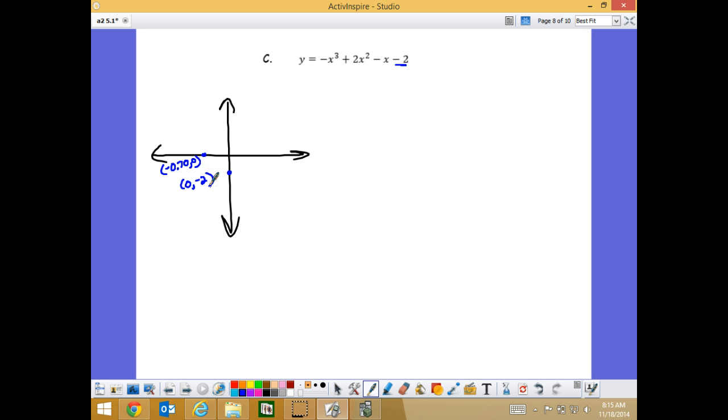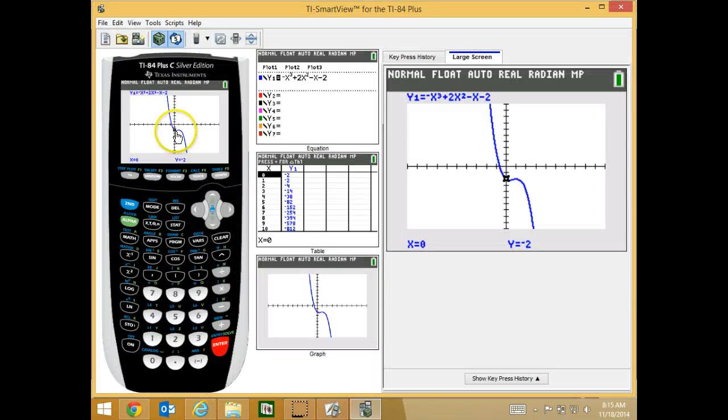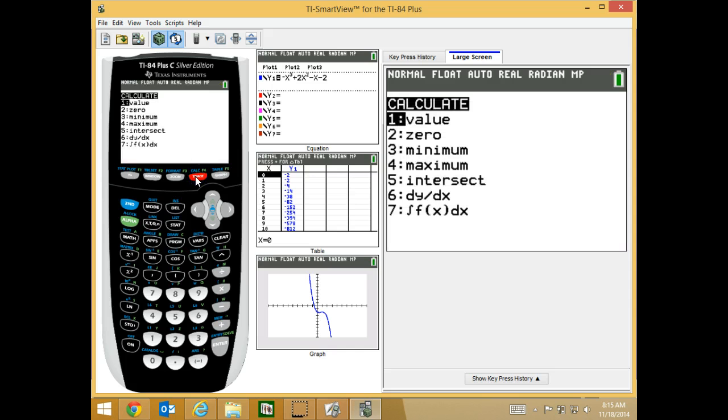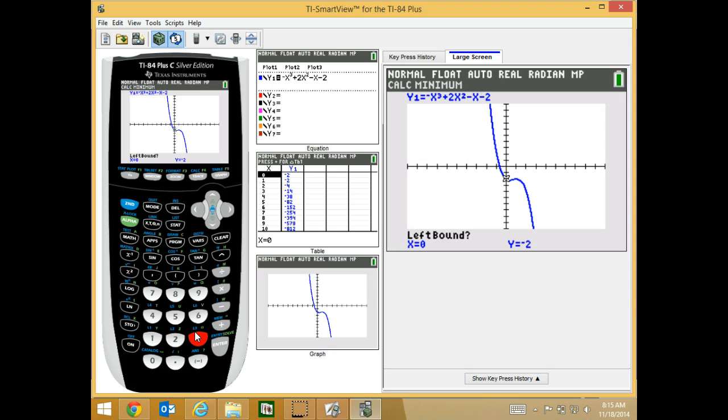Now, what may happen here is it kind of looks to me like there may be a minimum just to the right of that y-intercept. So we're going to see if we can calculate that minimum, which is number 3. I think we're to the left of that. Then it looks like we're to the right. So our guess, and in fact, there is a minimum just to the right, and it's 0.33.